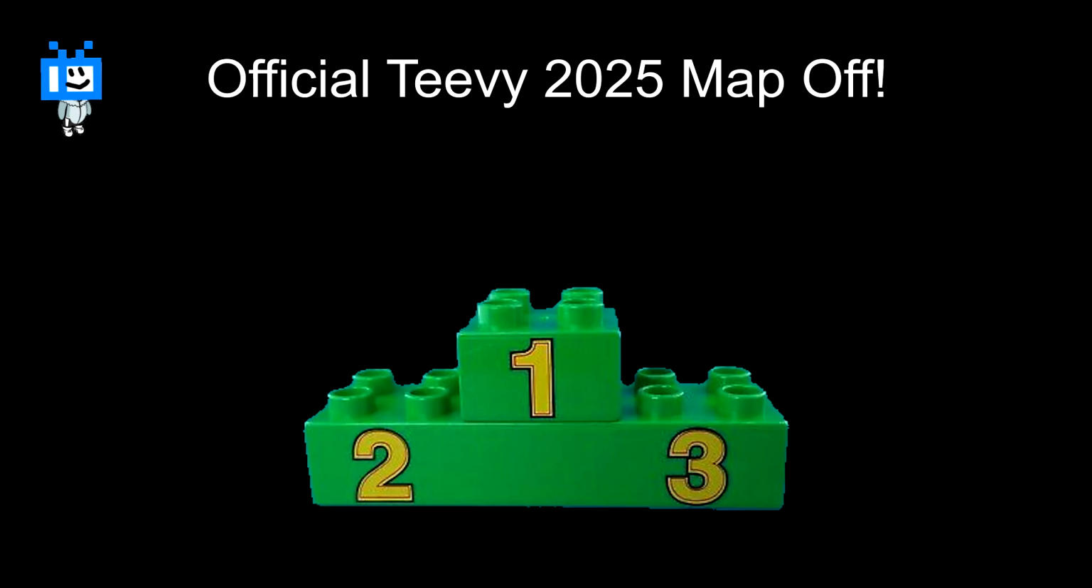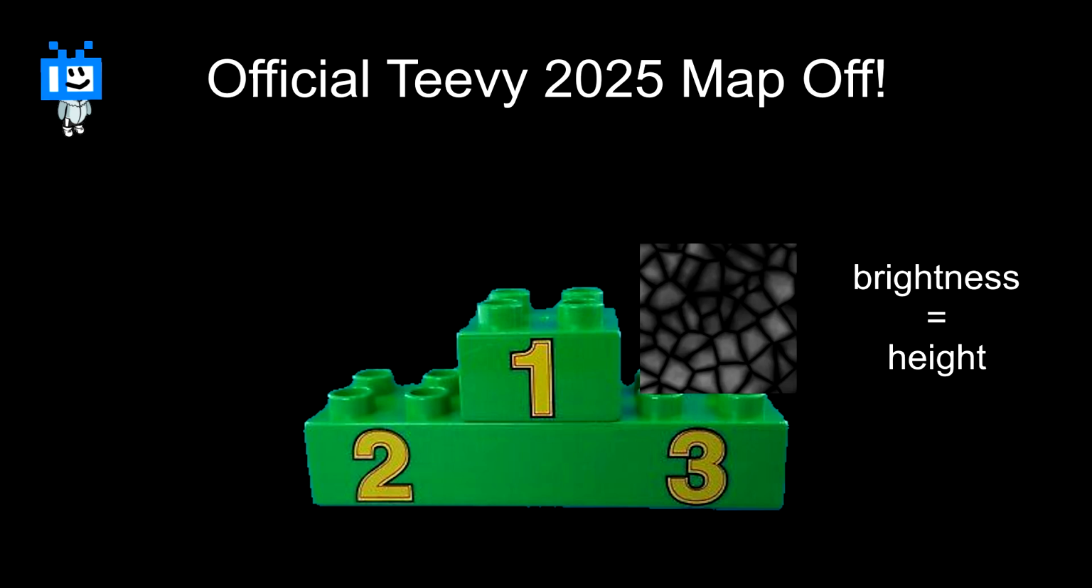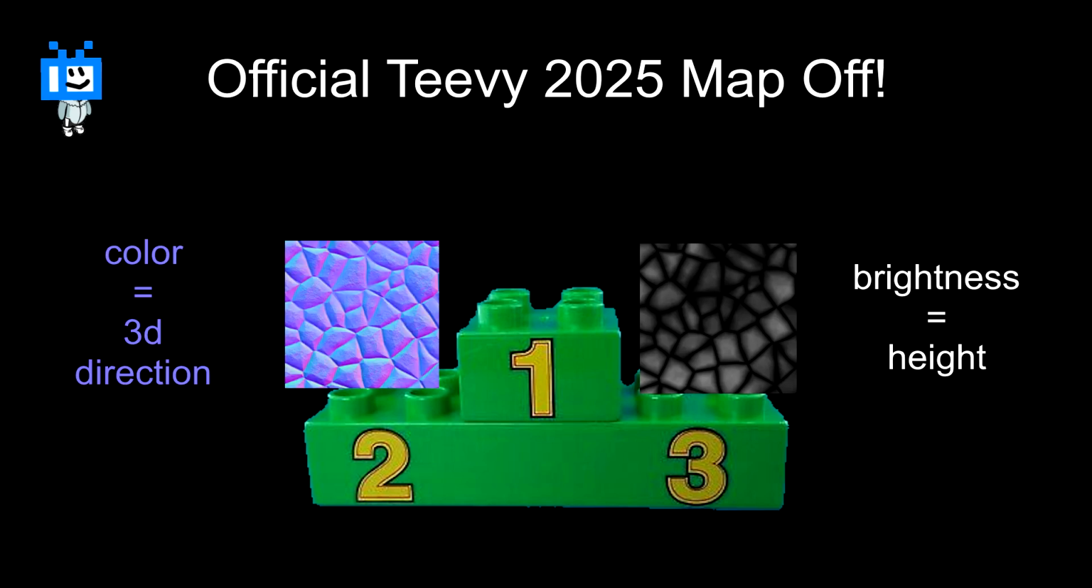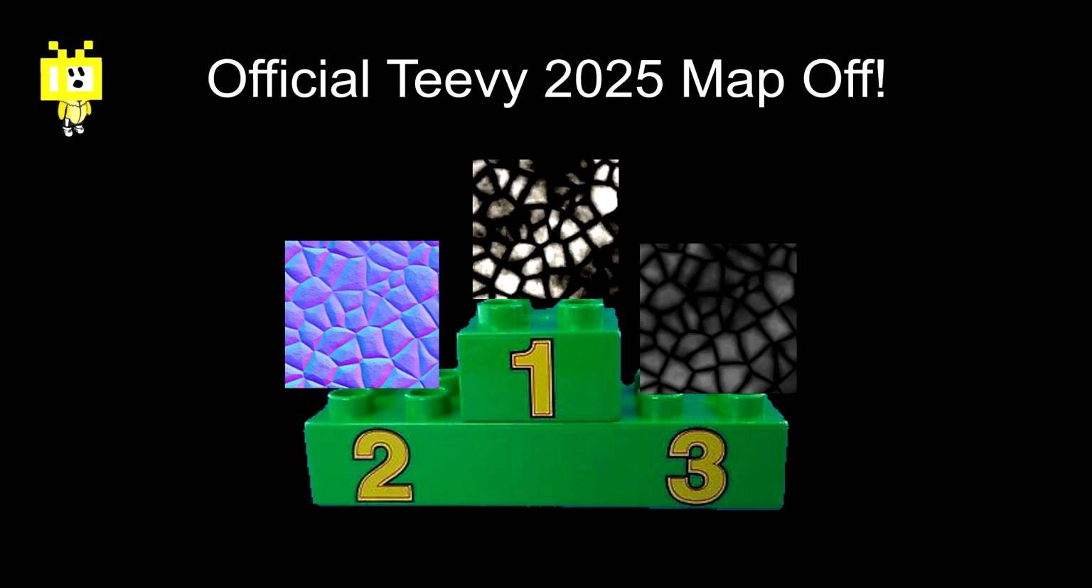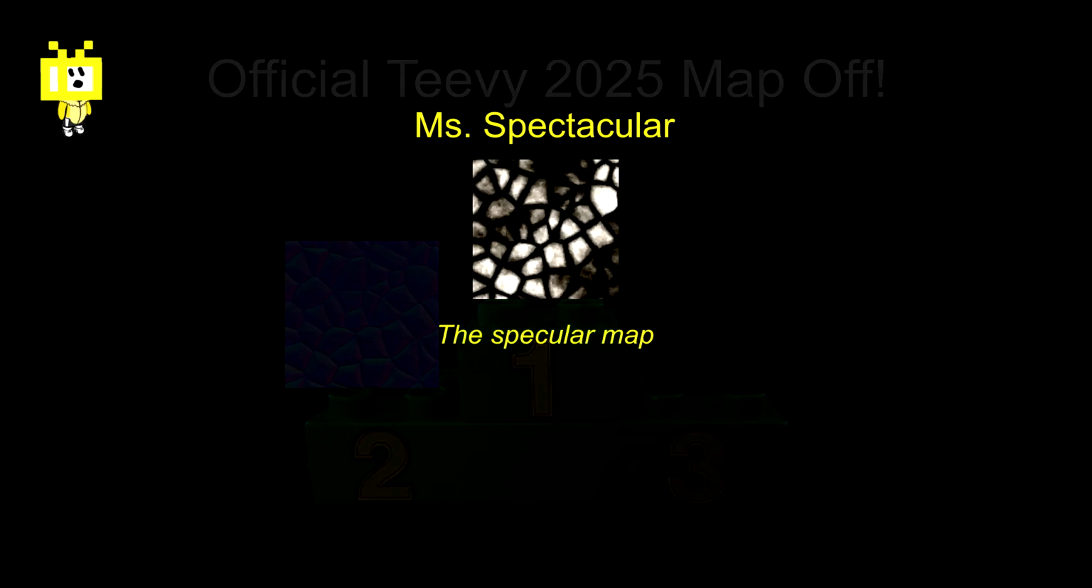Yeah. Now, about that map competition I mentioned earlier. The third place goes to bump and displacement maps since they're very straightforward and simply make sense. The second place goes to normal maps for using their colors in a very powerful way. But what about the first place? Well, that one goes to a different type of map, represented here by Miss Spectacular, the specular map.